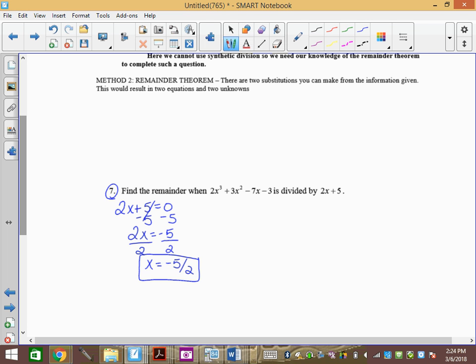So we have to set it equal to 0 and solve for x. So now we're going to plug negative 5 halves in. If we plug anything into our calculator, we need it in brackets. So we're going to do p of negative 5 halves, which equals 2 times negative 5 halves cubed plus 3 times negative 5 halves squared minus 7 times negative 5 halves minus 3.